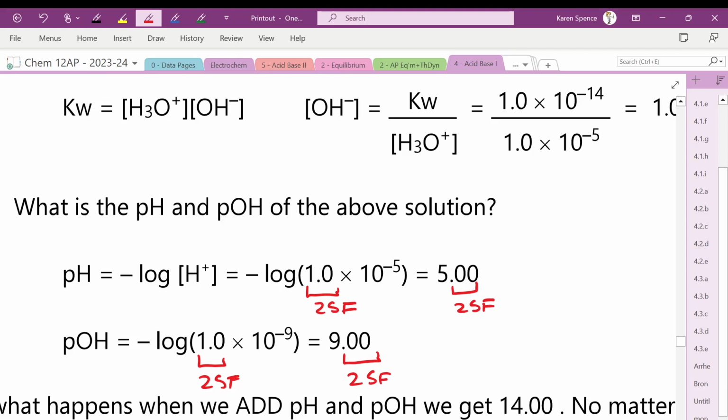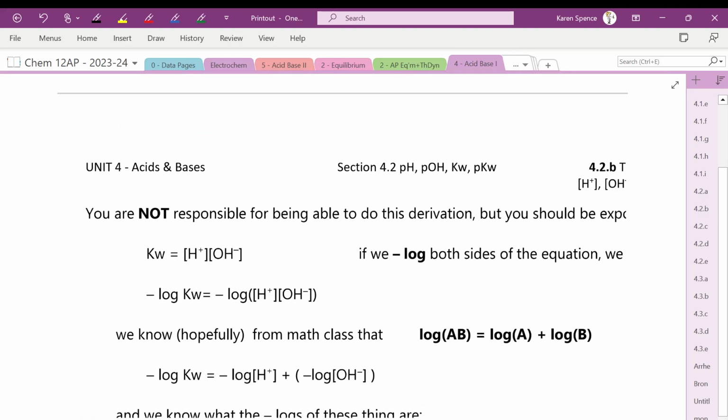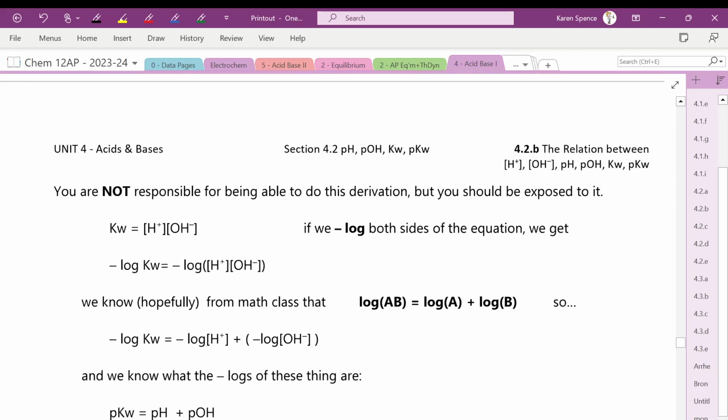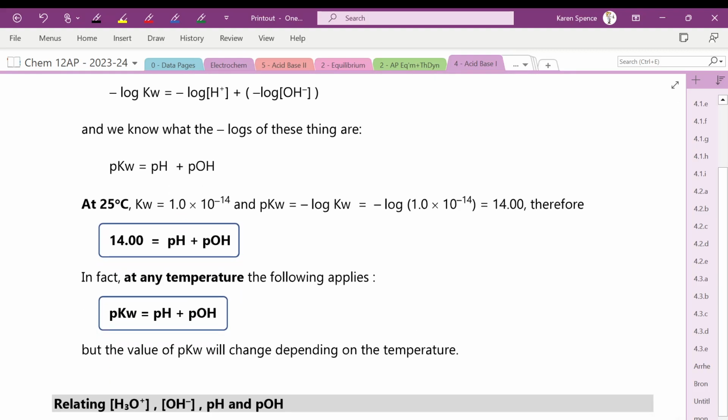So what do we get when we add the pH and the pOH? We get 14. We can go into why, but it just has to do with logs, okay? So you're not responsible for that. You can read it if you want to. The only thing you're responsible for is this.